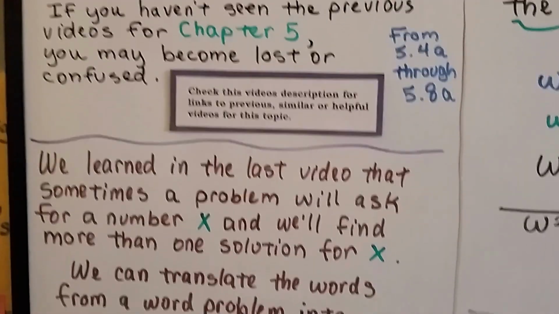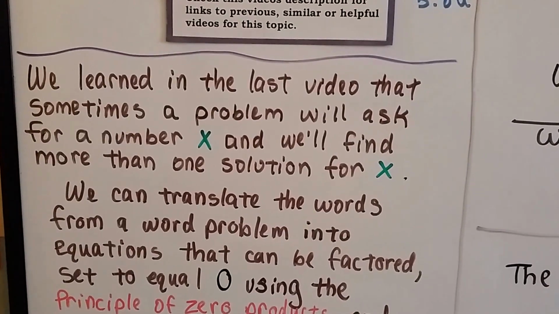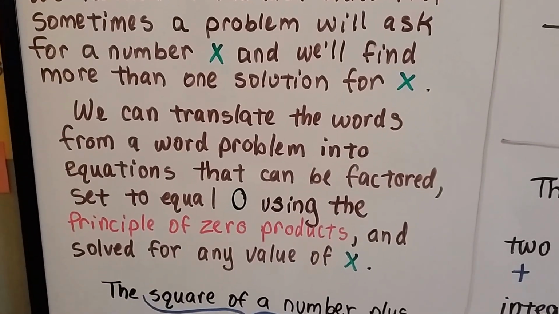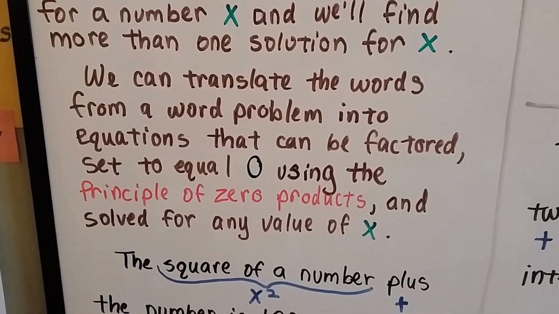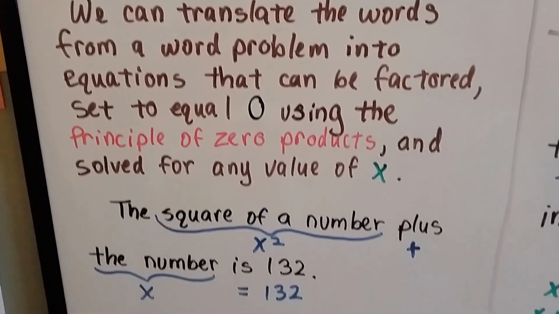We learned in the last video that sometimes a problem will ask for a number x, and we'll find more than one solution for x. We can translate the words from a word problem into equations that can be factored, set to equal 0 using the principle of zero products, and solved for any value of x.